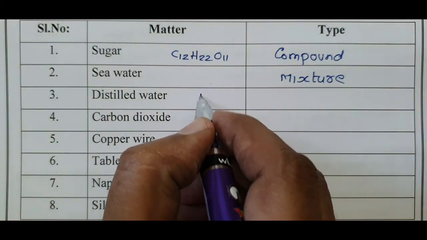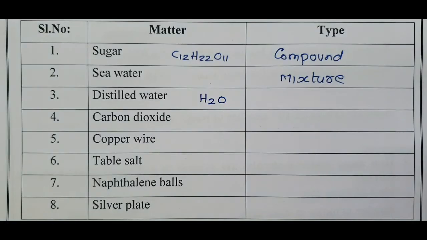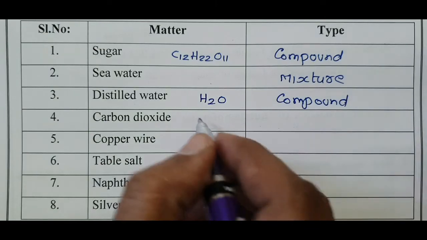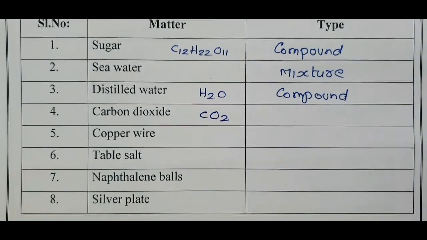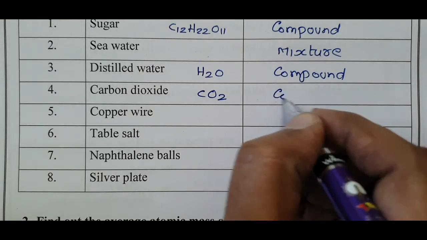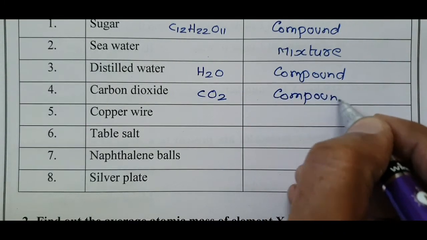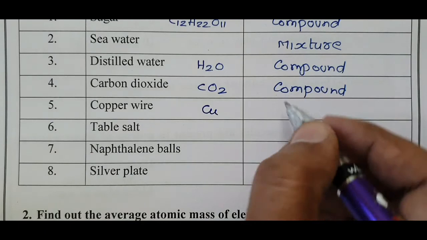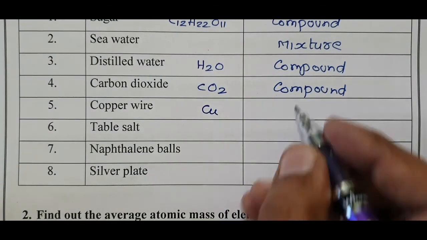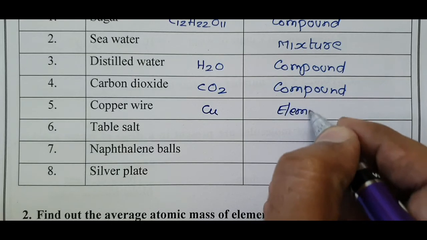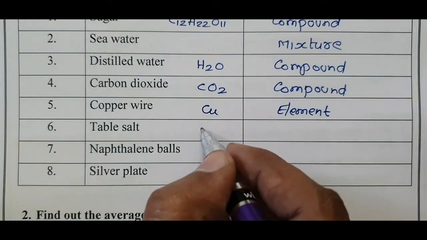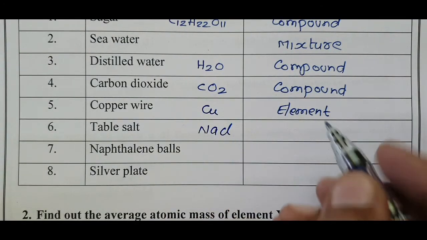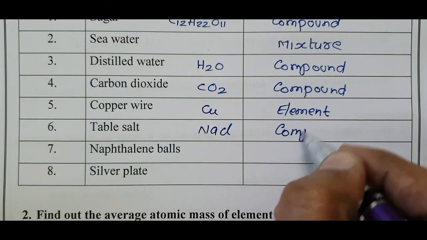Distilled water, pure water, molecular formula H2O, comes under compound. Carbon dioxide, molecular formula CO2, can be indicated by a molecular formula. It is also an example of a compound. Copper wire, Cu, is a metal only, or simply an element. And table salt, nothing but sodium chloride, also called common salt, is indicated by a molecular formula, therefore it comes under compound.